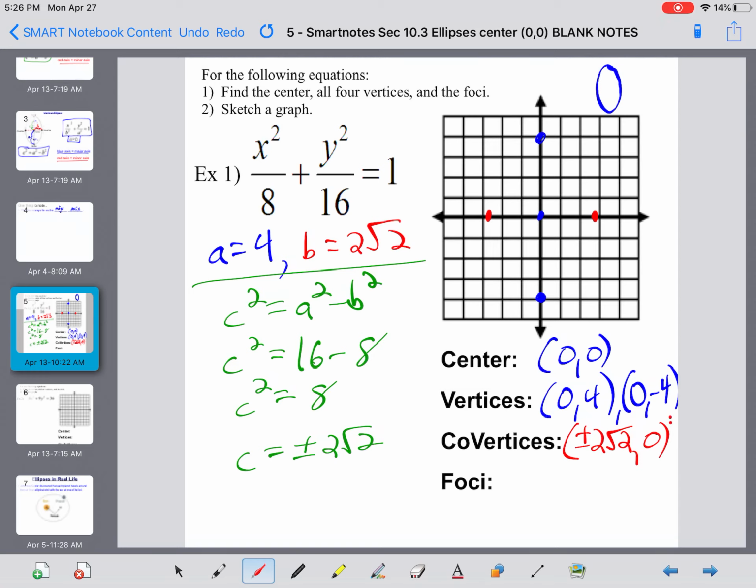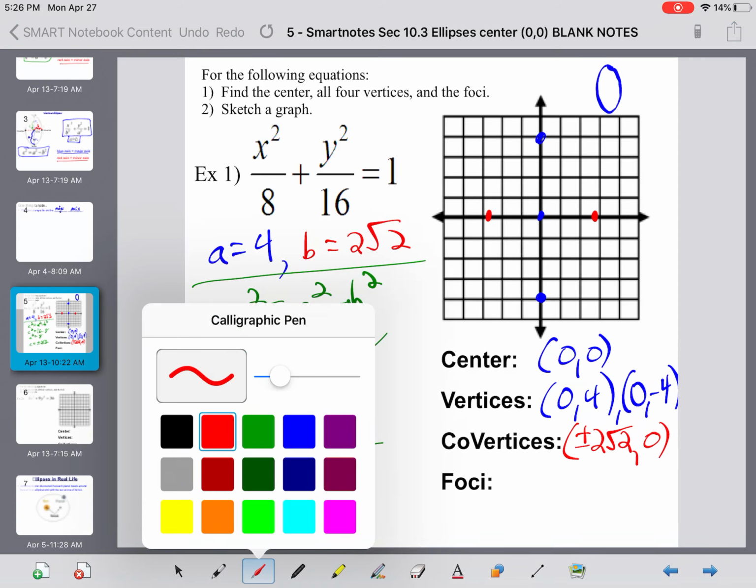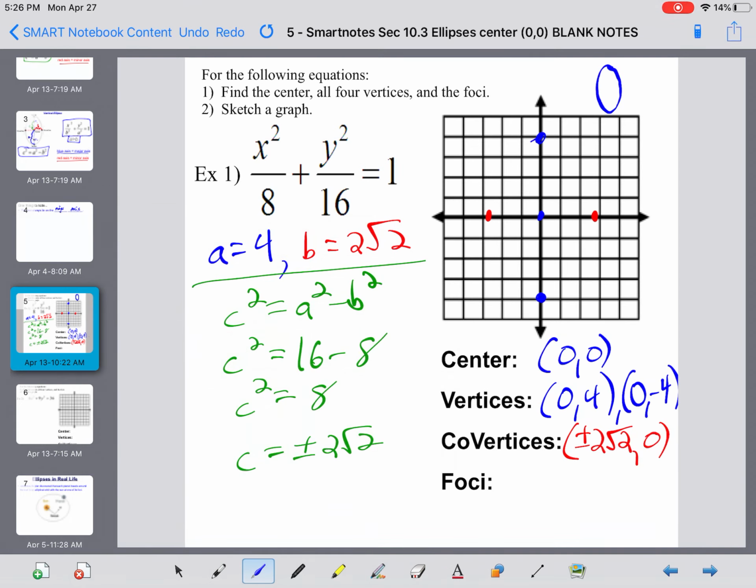Remember, the weird thing about these ellipses, or all conics, is we don't really use the equation. We don't use an XY table. We use the patterns we know from the equation to sketch the graph. Once you have the covertices and the vertices, you actually can sketch the graph. Again, you want to make it as symmetric as you can.